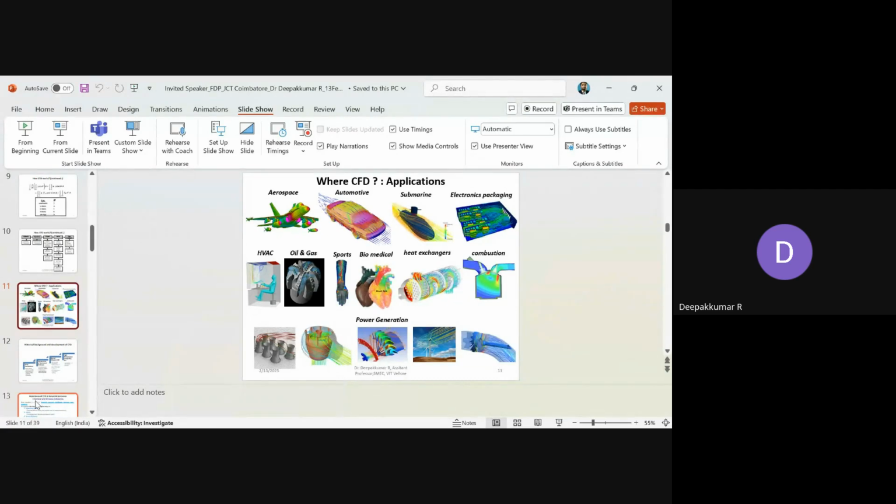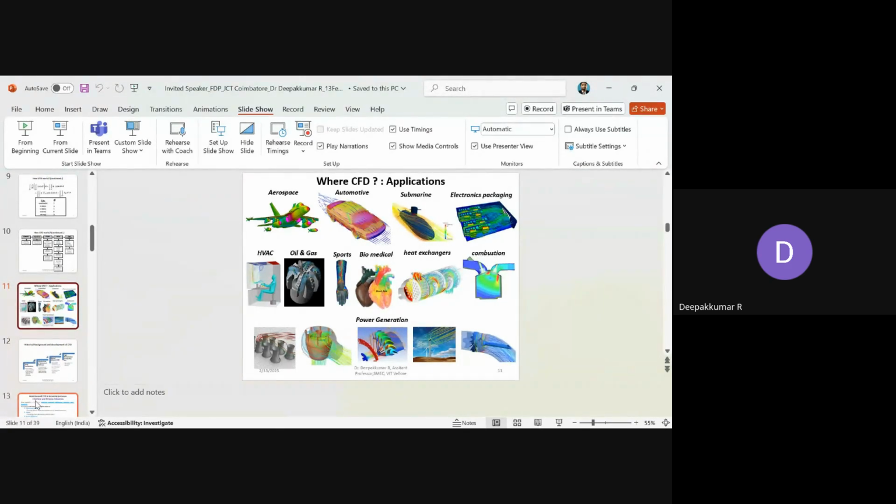So how will the ball interact with the atmospheric air? How will the motion of the ball be obtained with the help of the interaction between the ground and the atmosphere? And heat exchanger design. Heat exchangers are used in many industries, process industries, thermal power generation, many industries. Heat exchangers we are using.